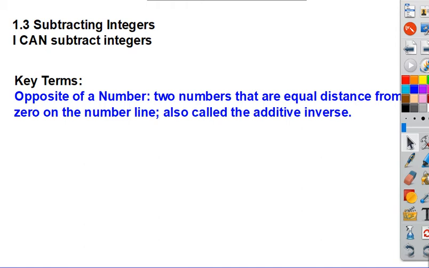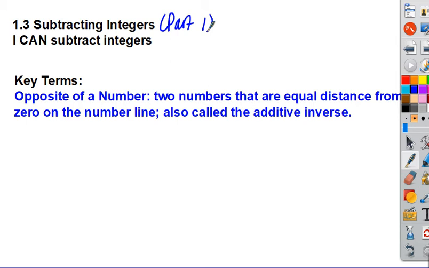So today is 1.3, subtracting integers. This is actually part 1, so please make sure you are watching the Math 7 video and not the Math 7-8 video that is all lumped together. Your essential understanding for today is I can subtract integers. So your key term today, remember you are to write the definition, is opposite of a number.